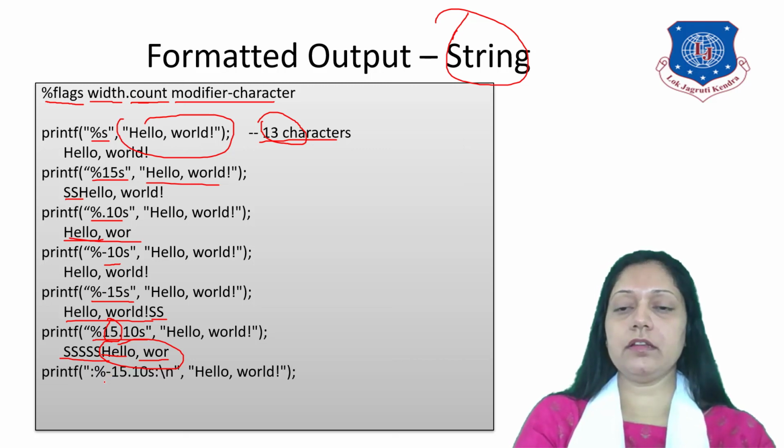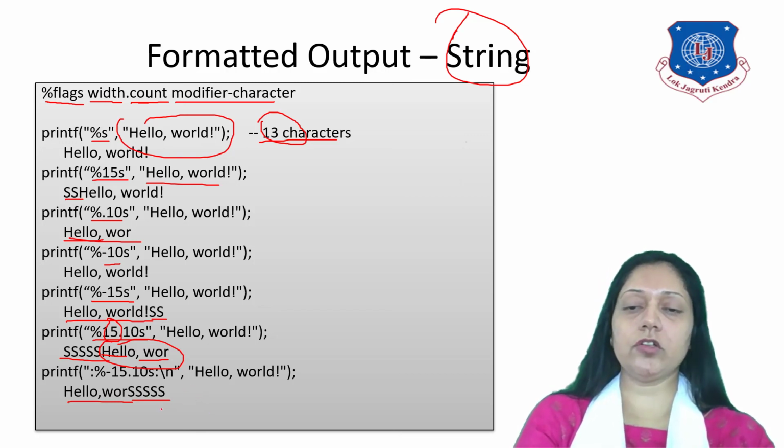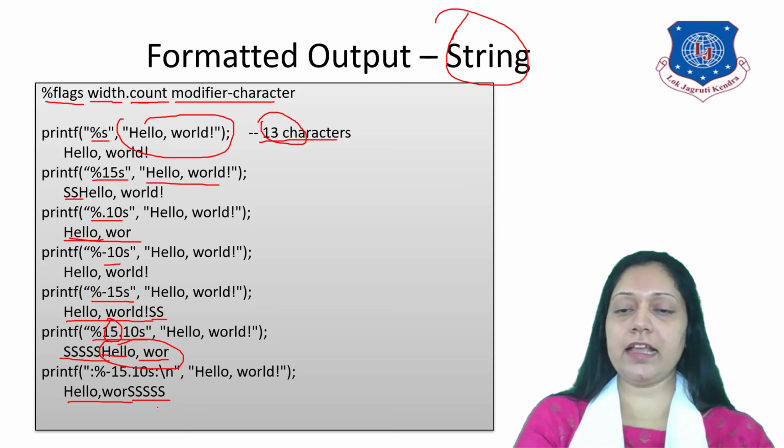Next, and the last example, is %-15.10s. It means 15 is the width, the flag is minus, so it is left justified, and we have to display only 10 characters. So 10 characters means Hello, WOR and 5 spaces after the character R. The spaces would be added on the right hand side and not on the left hand side because the minus flag is used.